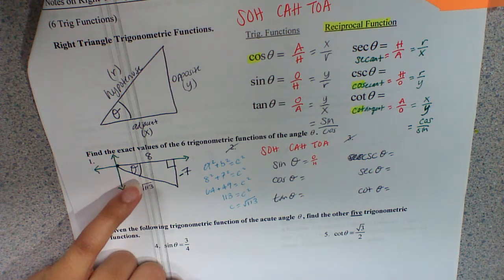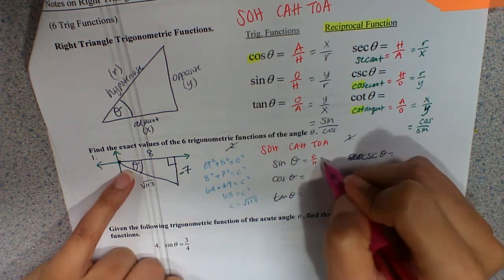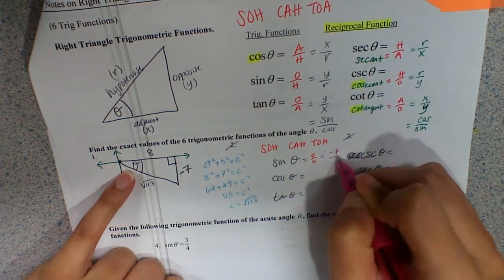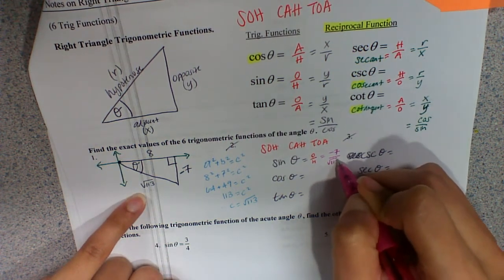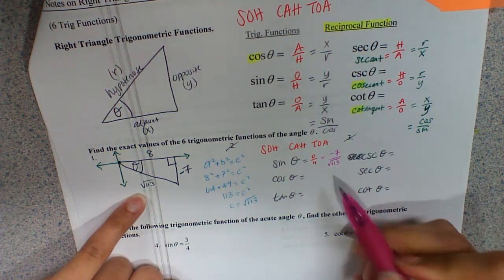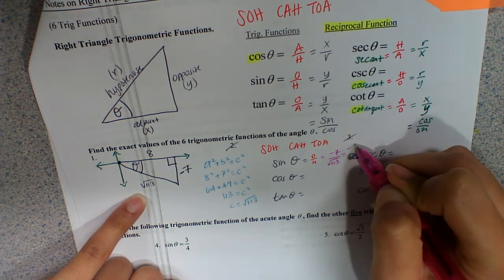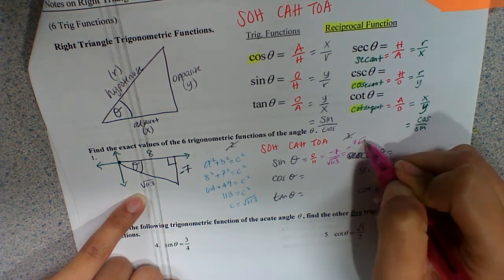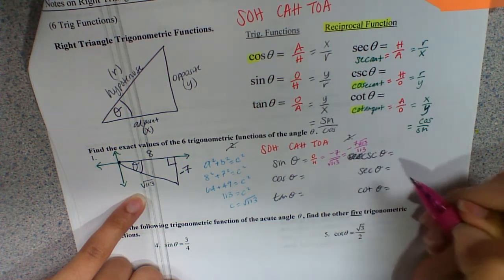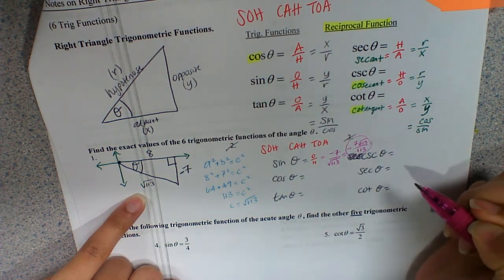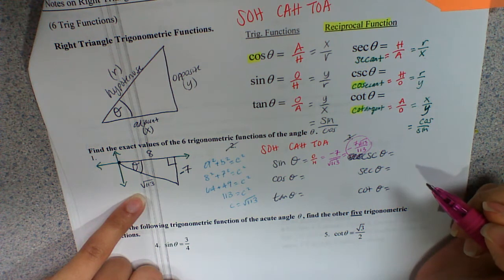Opposite in this case is -7, and hypotenuse is root 113. Now again, the problem is the square root at the bottom, so we're going to have to rationalize. And once you do that, you'll have -7 root 113 over 113. And that is sine of that value.